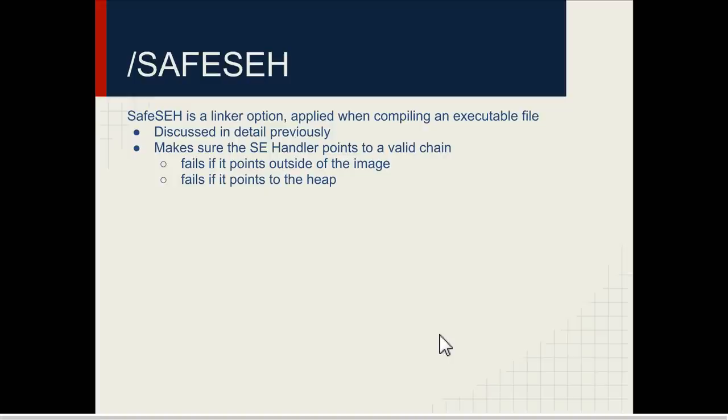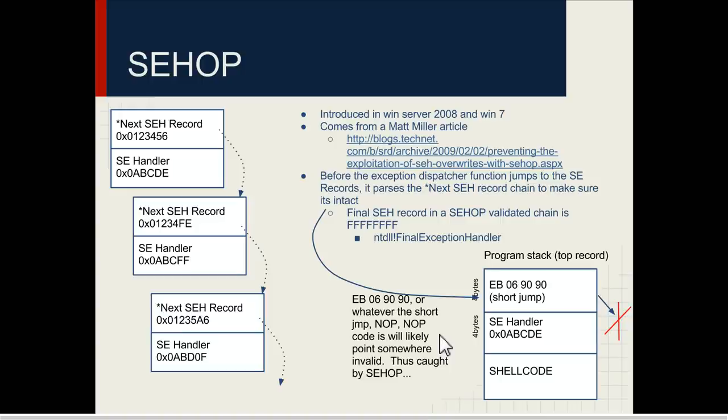So we talked about safe SEH. And then this brings me to SEHOP, which was introduced in 2008 as a way to mitigate the pop-pop return exploits to attack SEH. So essentially, what structured exception handler override protection, SEHOP, does is that when the exception dispatcher function kicks in, the first thing it does is it makes sure that this linked list is intact, and it iterates all the way. It doesn't keep track of how long it is, but it makes sure it iterates to the default pointer, which is basically the Windows default error message: this program has encountered an error and needs to close.